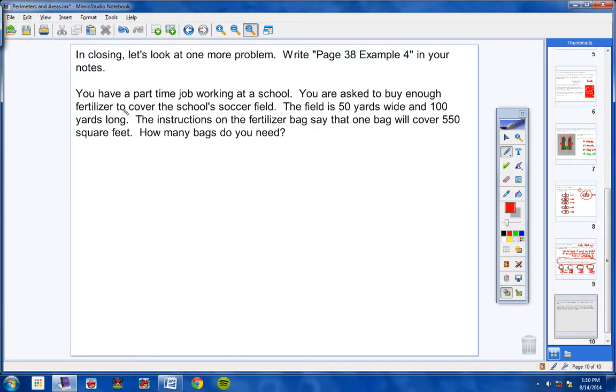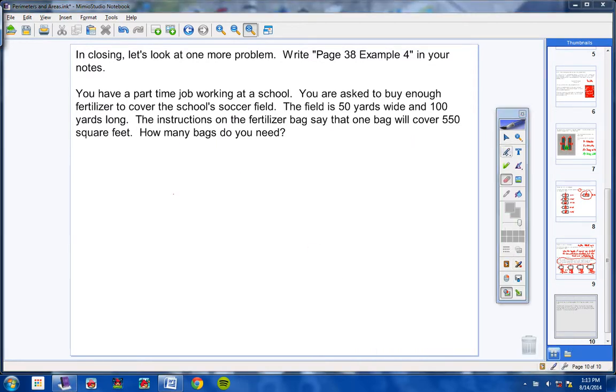To save you writing this problem in your notes, I would not copy this problem down. It takes too much time. I would just write in your notes, page 38, example 4. Just write that in your notes, and then underneath that you can take notes on this problem.